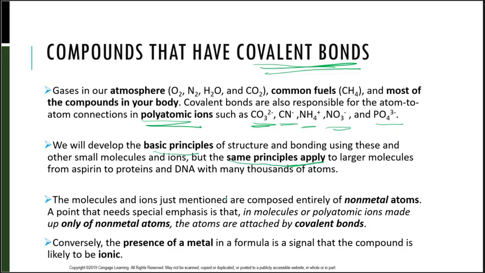The molecules and ions just mentioned are composed entirely of non-metal atoms. A point that needs special emphasis is that in molecules or polyatomic ions made up of only non-metal atoms, the atoms are attached by covalent bonds. Conversely, if there's a presence of a metal in a formula, it's a signal that the compound is likely to be ionic.